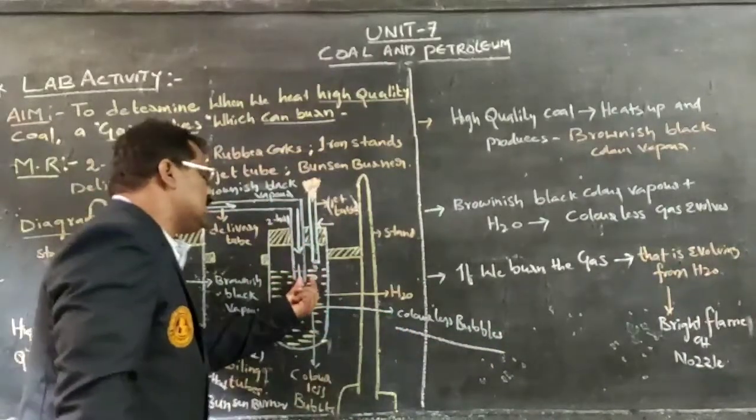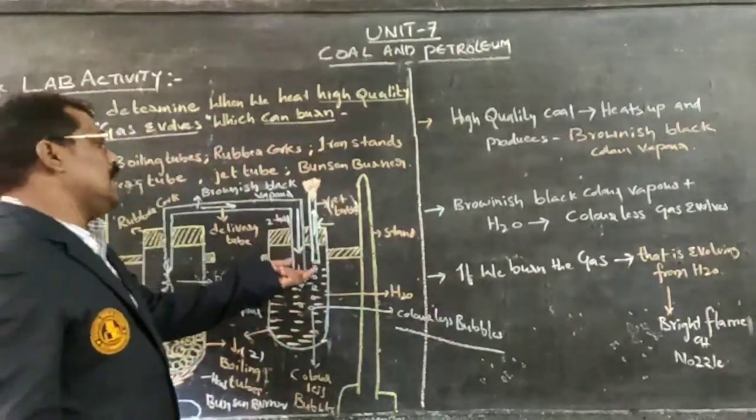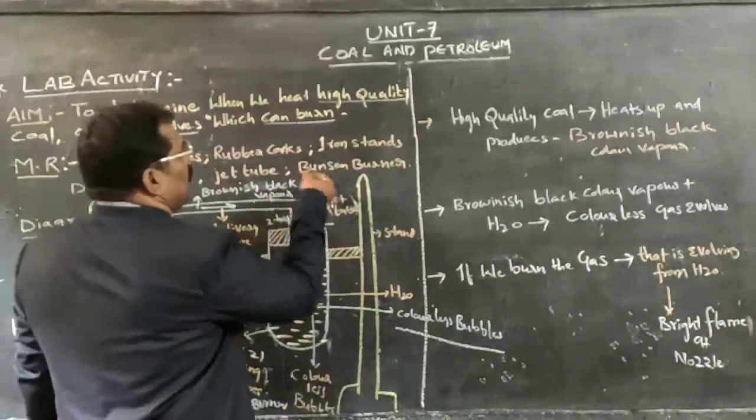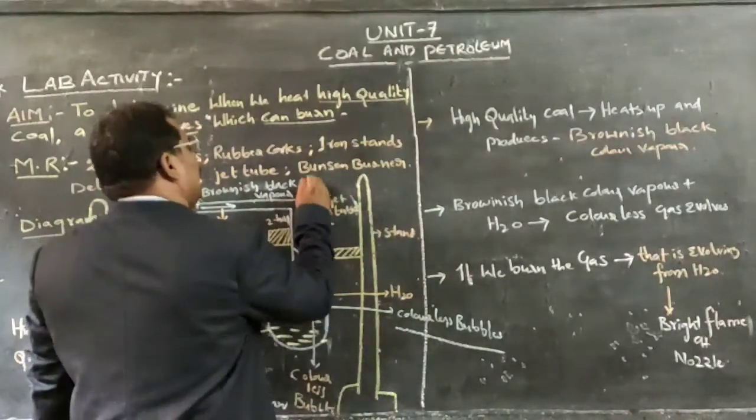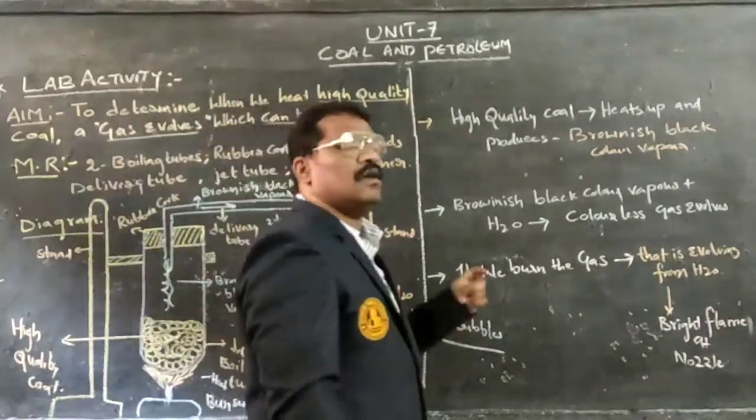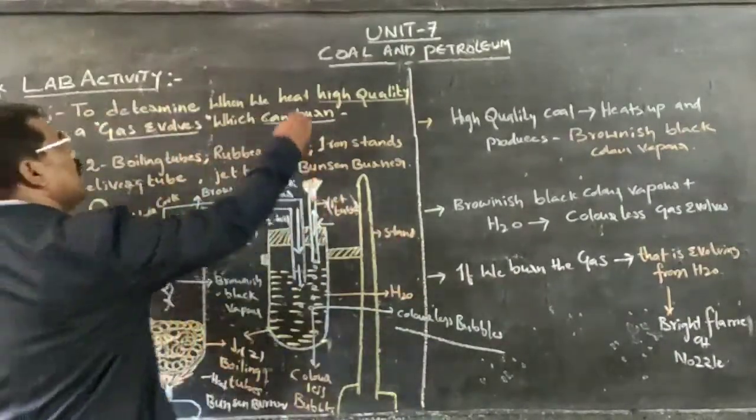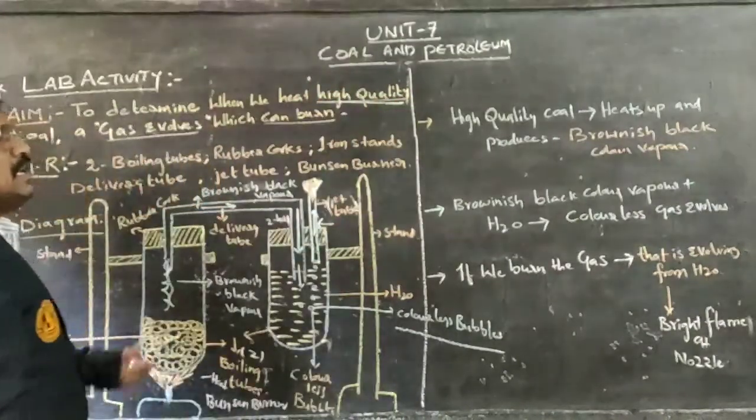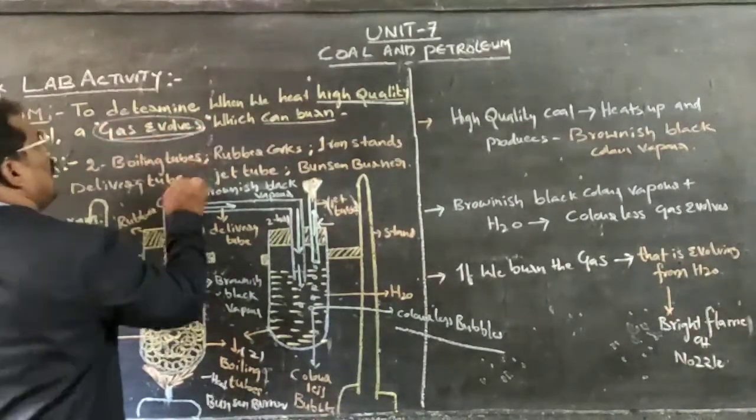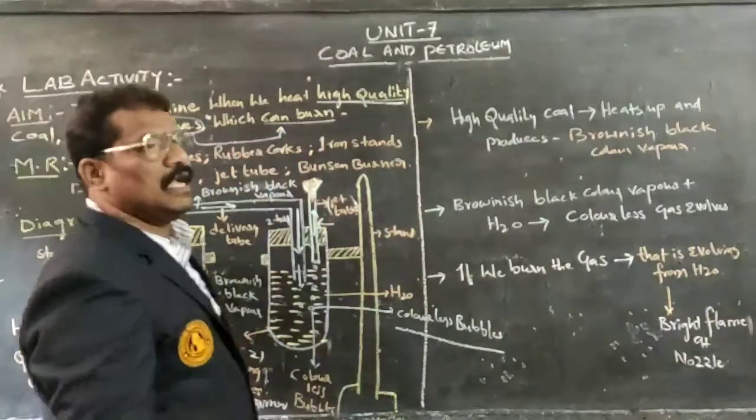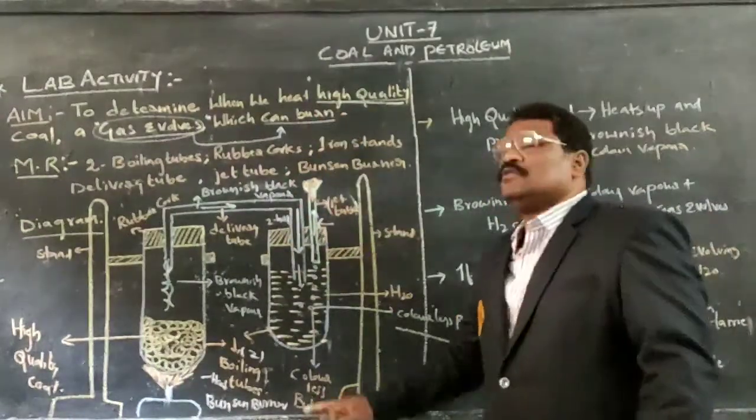As these colorless bubbles release in the form of air through this jet tube, a gaseous substance will come outside. Burn it at the top of the jet tube edge with a lit match. It burns with a bright flame. By this, we can say that when high quality coal is heated gently with a Bunsen burner, it produces a gas, and that gas can also be burned. This is the lab activity of the concerned topic.